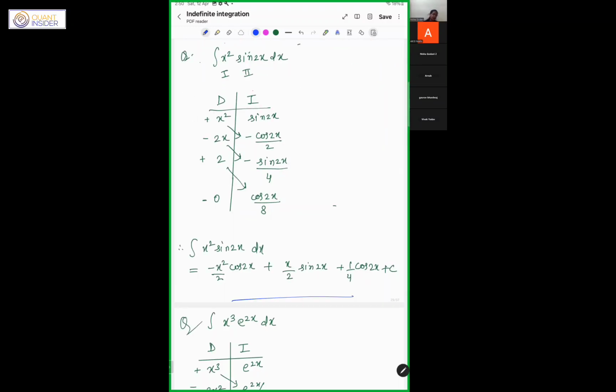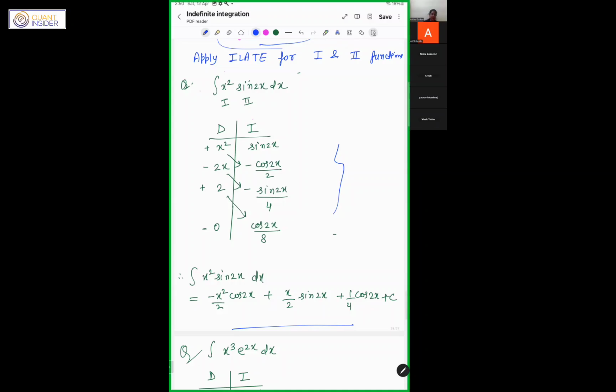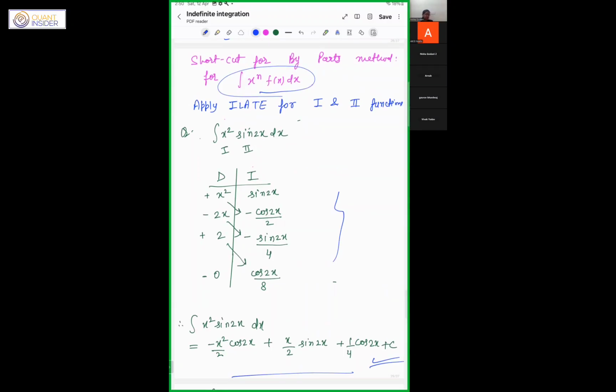Actually, I also don't make this table many times. I write it directly. But for you, I have mentioned this table. This will help you to learn it easily. Otherwise, I always write directly in one line. So see what happens here. How to apply this? Your first function is x square and second function is sine 2x. How? By the ILATE rule. ILATE rule is applicable here to choose the first and second function.